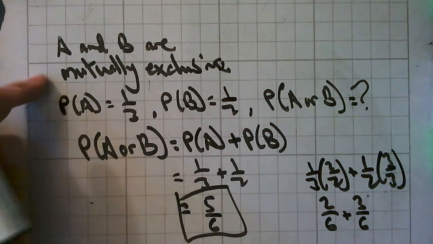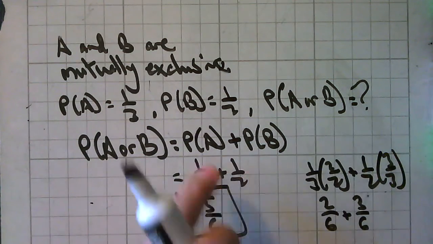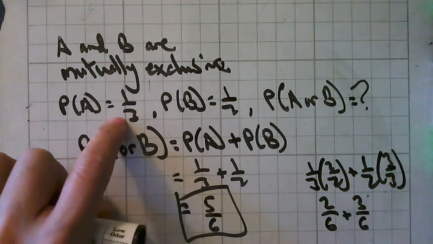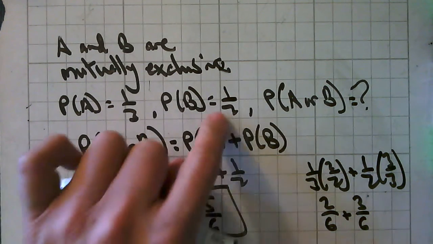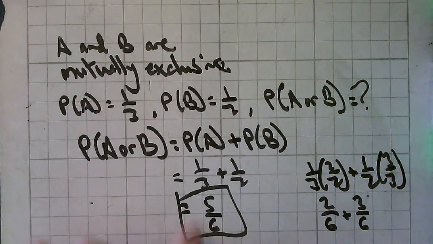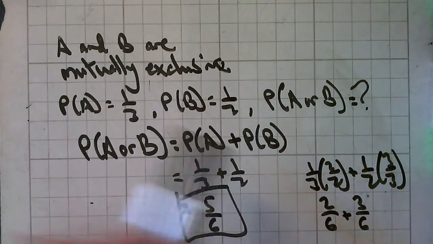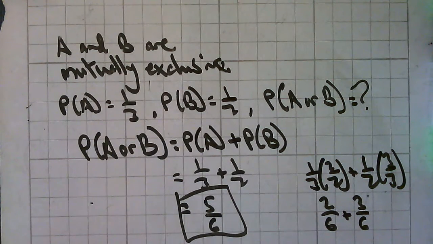So if they tell you it's mutually exclusive and they're asking for A or B, all you do is add the two together. If they give you a question in a fraction, your answer should be in a fraction. If they give you a question as a decimal, your answer should be as a decimal. So again, with or and mutually exclusive, you just add the two. All right, let's take a look at an overlapping example.